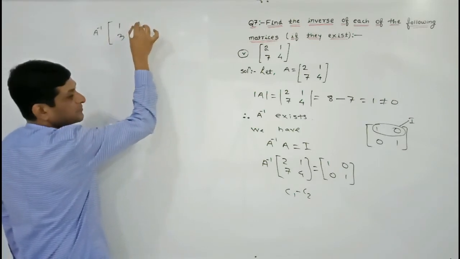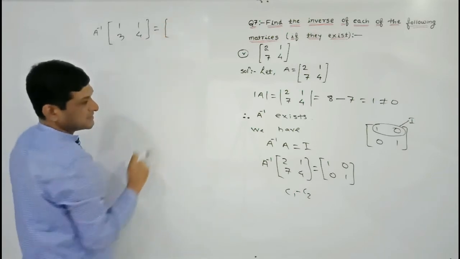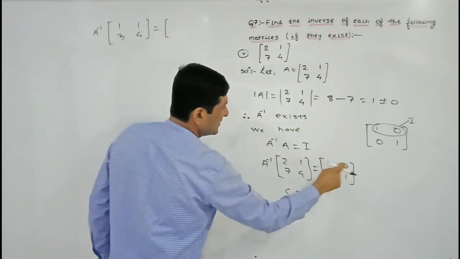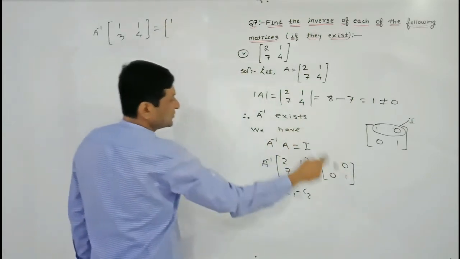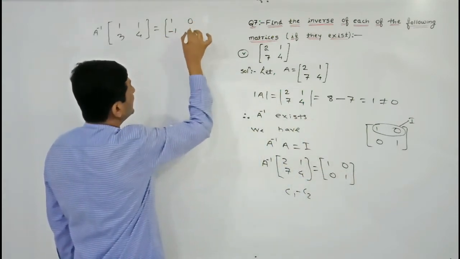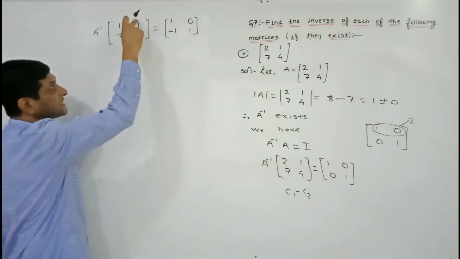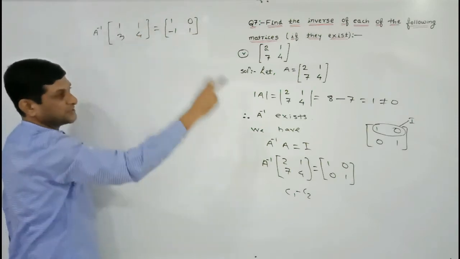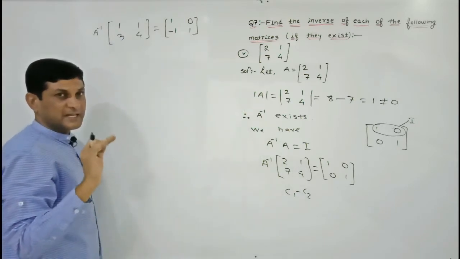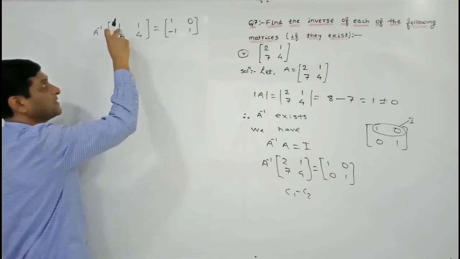Keep these elements 1, 4 as they are. Perform the same operation on the other side also. C1 minus C2. 1 minus 0 is 1, and 0 minus 1 will be equal to minus 1. Here 0, 1, keep it as it is, isn't it? Now here we will require what? 0, because what is the first step? To get the elements of the first row, or convert the elements of the first row, into 1, 0. So 1 we have already got here.